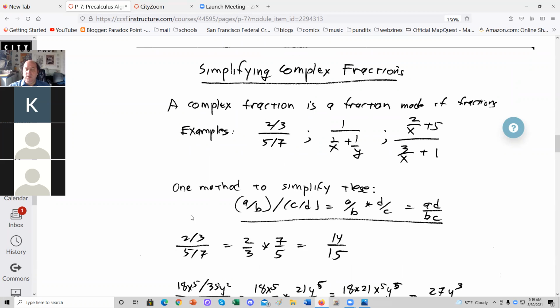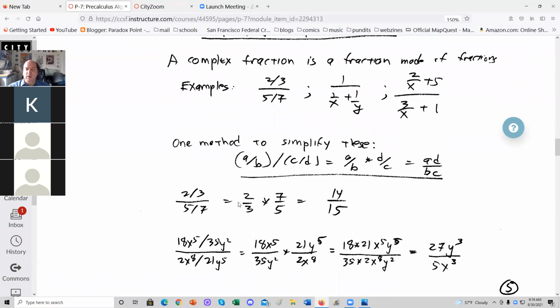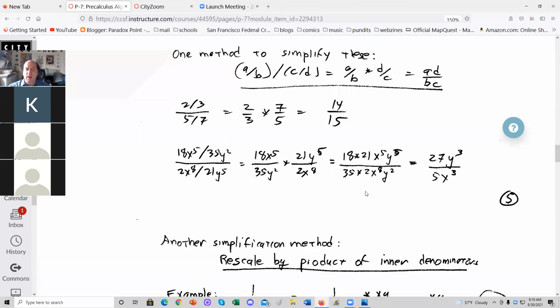So for example, this 2/3 over 5/7 can be read as 2/3 times the reciprocal, 7/5. And multiplying across, you get 2 times 7 is 14, 3 times 5 is 15. So the result is 14/15. Or here's a more complicated one with variables.